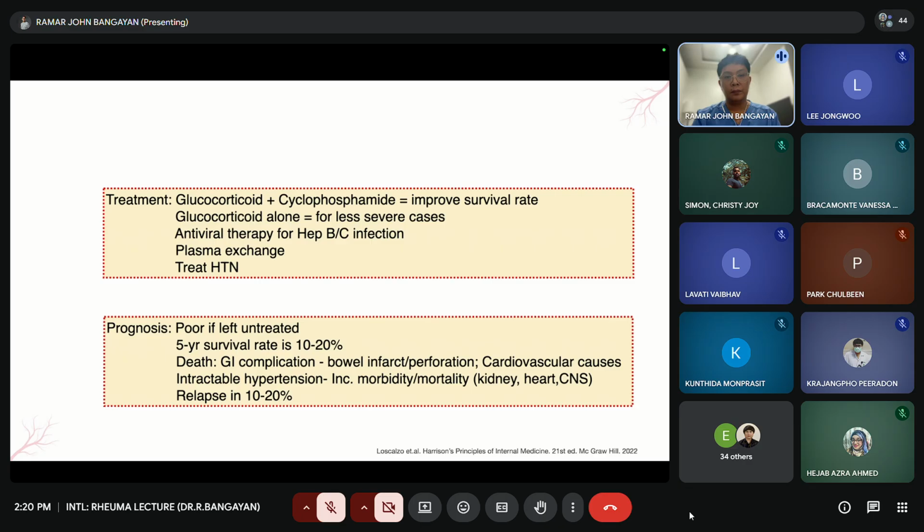So what's the pain again? If you have mesenteric ischemia, it is abdominal pain out of proportion. Always remember that when you say pain out of proportion, you have severe abdominal or colicky abdominal pain, but once you do palpation, you will not elicit tenderness. So that's pain out of proportion. Okay? Note that in polyarteritis nodosa, it is relapsing in 10 to 20%.